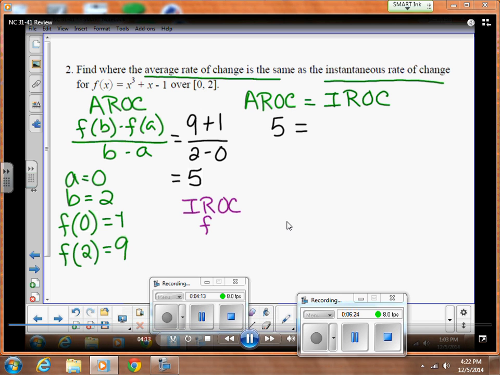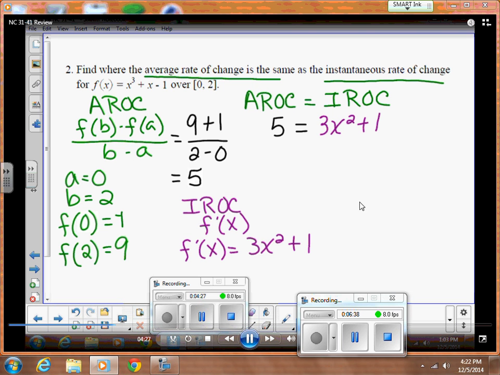Now, how do we find IROC? IROC is the instantaneous rate of change. That is the derivative. At that instant, what's the rate of change? So we find the first derivative of this equation, which gives me 3x squared plus 1. So AROC equals IROC: 5 equals 3x squared plus 1. Now we can solve this function for x.